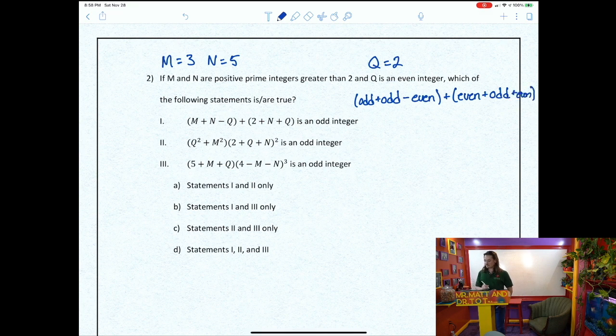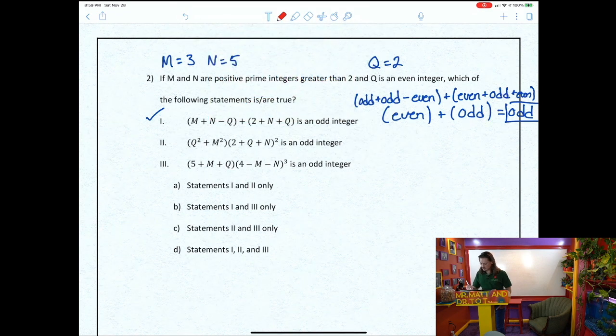So on the left, we have an odd plus an odd, that's going to be even. An even minus an even will be even. An even plus an odd is odd. An odd plus an even is odd. And then, so this simplifies to just an even plus an odd, which will always be odd. So statement 1 is true.